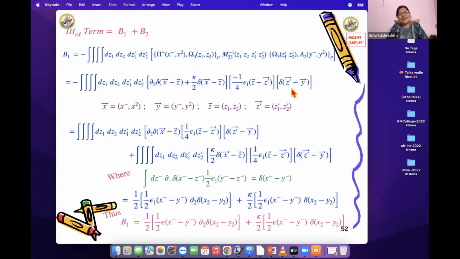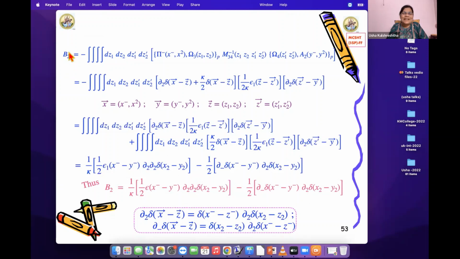In 2+1 dimensions, because these variables increase, it becomes difficult to calculate. Then it comes out to be B1 equal to this whole thing. So I have used the definition of delta, delta prime, epsilon, etc. And then I get this one. And then the second term, similarly, I calculate, and for this second term we get this one.